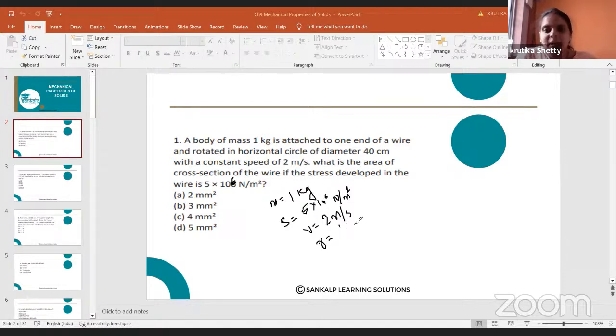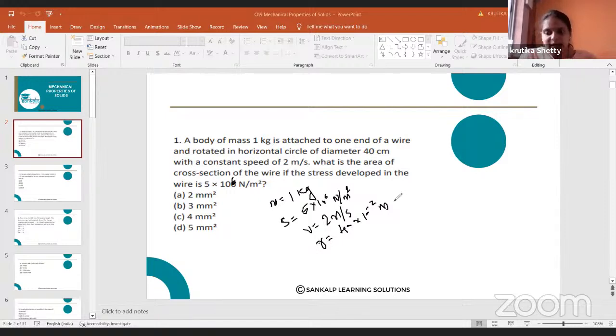We have to convert centimeter into meter here. That is 40 into 10 to the power of minus 2 meter, right? So 40 into 10 to the power of minus 2 meter. Yes. So here Prakruti is giving the answer, it is option C. So we are just using the formula and simplifying this.